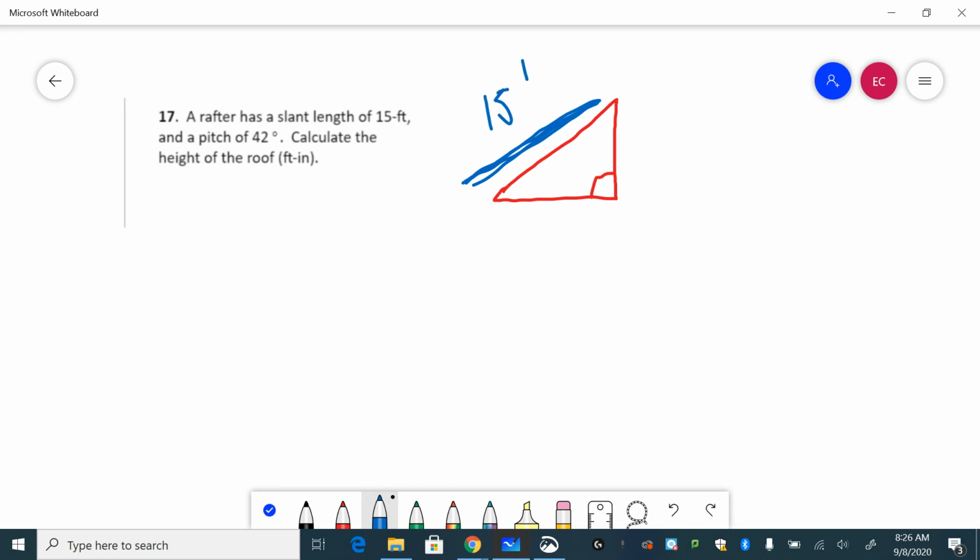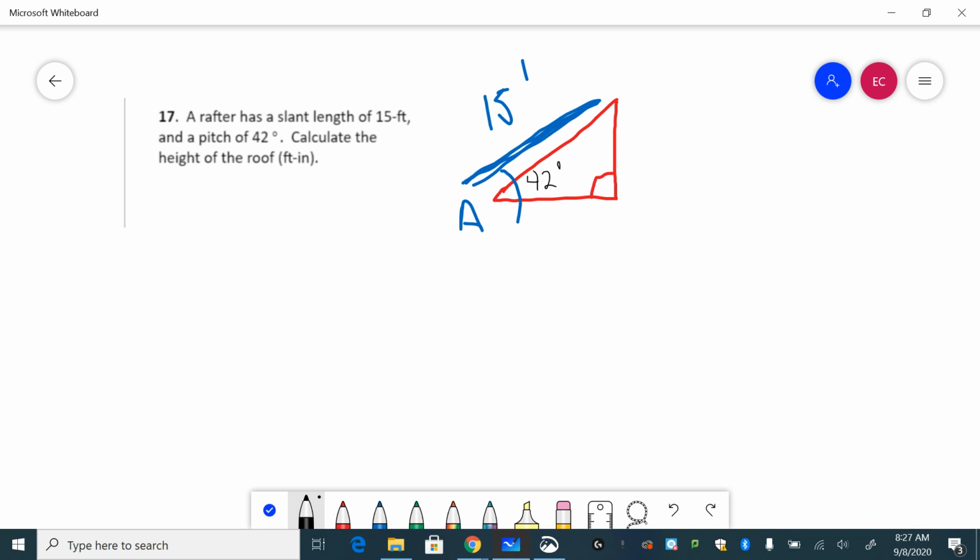And then we have a pitch of 42 degrees. A pitch is always the angle that the triangle makes with the ground. So we're saying right here, I'll call it angle A, that is 42 degrees. So I'm just going to squish it in there.